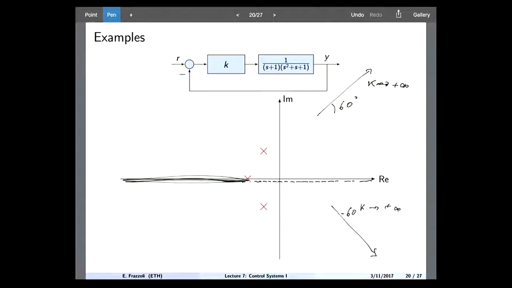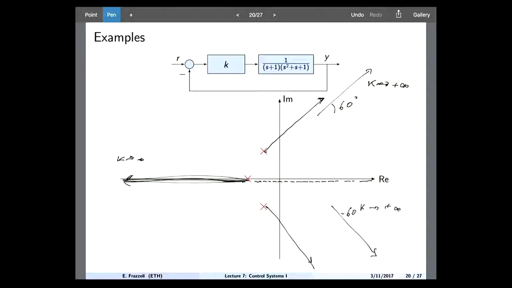So one of them will go to, and the other one will be, you can think of, 180 degrees divided by 3, but you can also think of 180 degrees plus 360 degrees divided by 3, which means 60 degrees plus 120, which gives you this asymptote here. Just maybe for a second, because it's something important here. So the root locus will look something like that, okay?